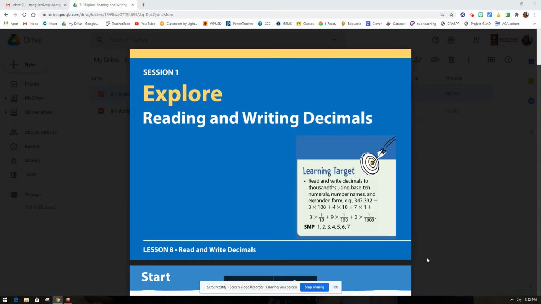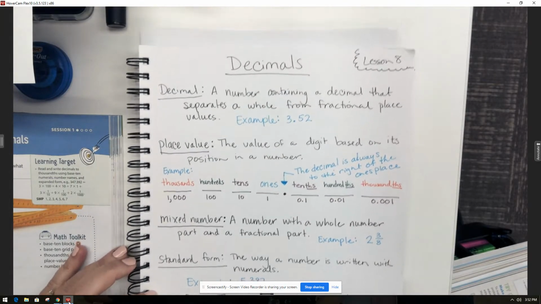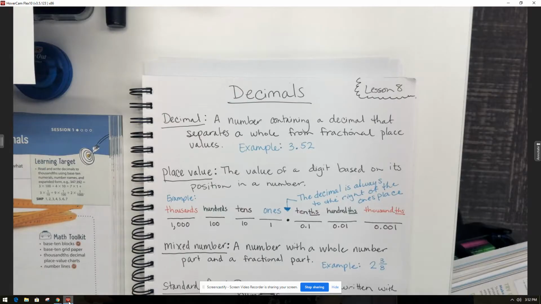To get us started, though, I think it's really helpful to go over some decimal vocabulary that you may or may not know. I think that this will help you to better understand the next few days worth of math. So I'm going to go ahead and go over a few of these decimal vocabulary words with you.